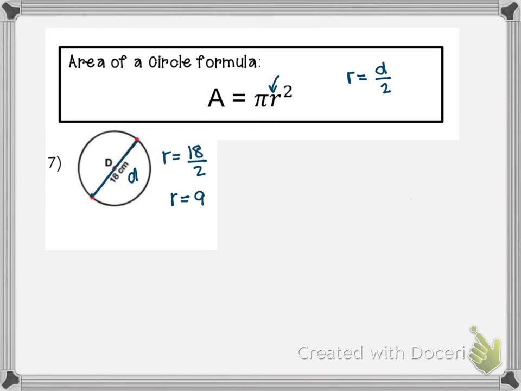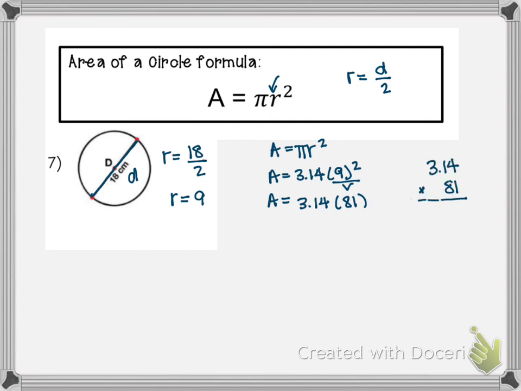Okay, so now I'm ready to plug into my formula. I'm going to write my formula out first. A equals, your pi is 3.14, your radius is 9 squared. Okay, so remember, 9 squared means 9 times 9. So I have 3.14 times 9 squared, which is 81. Okay, and then we have 3.14 times 81.